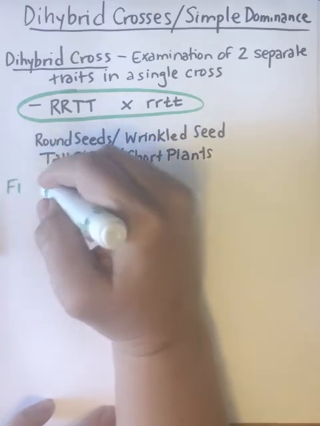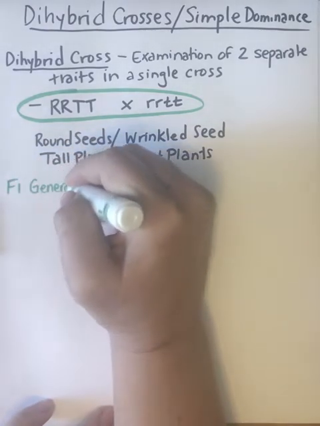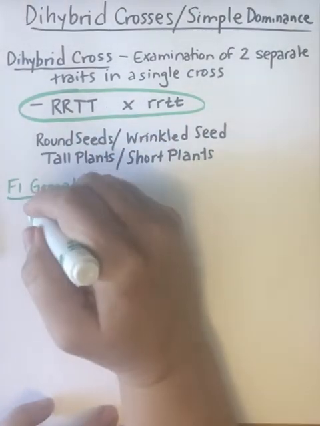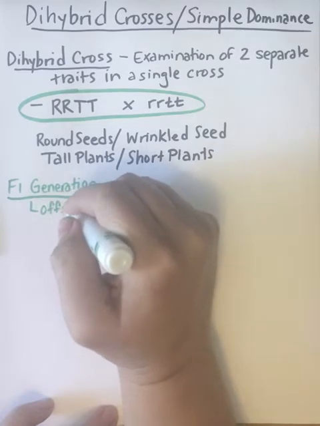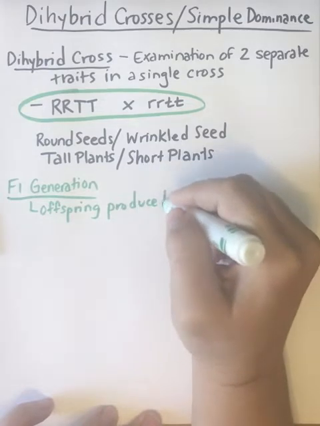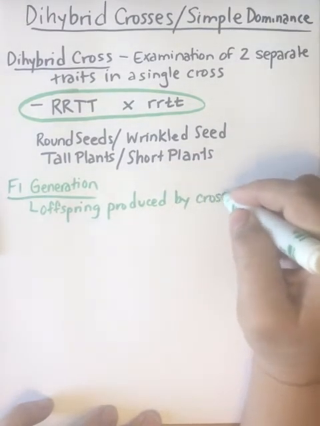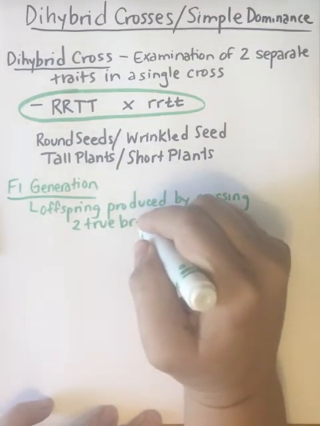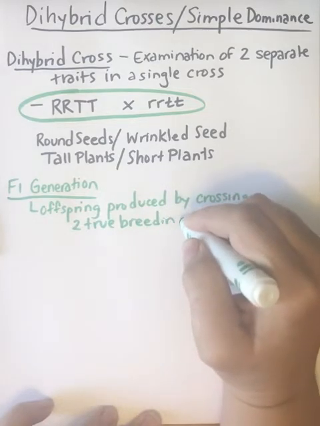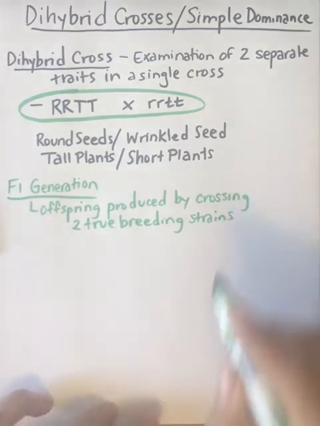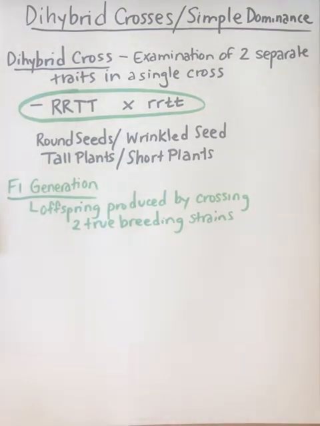So the F1 generation, again, is your first filial generation. We're going to be looking at the offspring produced by crossing two true breeding strains. But the difference between monohybrid and dihybrid is you're crossing two traits. So you can't use a simple Punnett square to easily show this because you're using two traits.